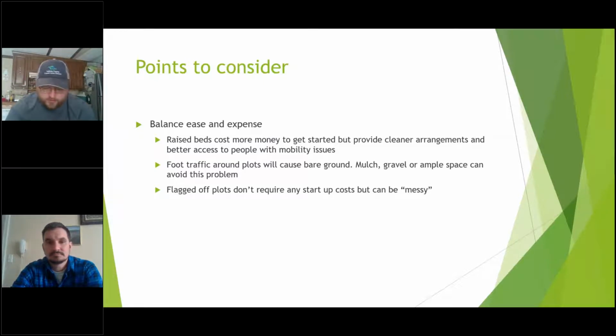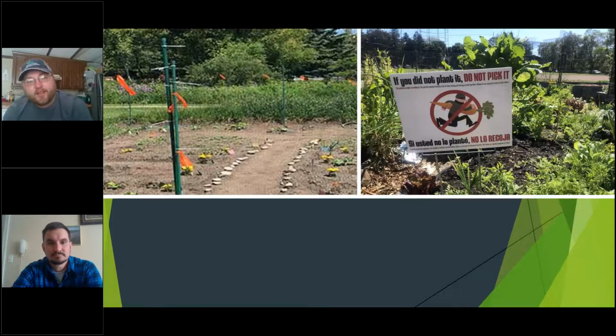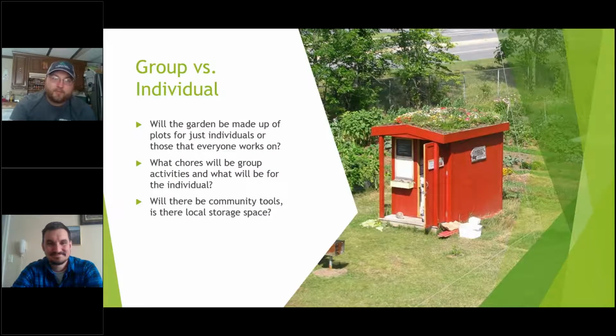Moving on. So here's just another example of a flagged out plot, and a picture that will tie to the next slide of if you didn't plan it, do not pick it. Or actually, I'll apply that a couple slides from now.